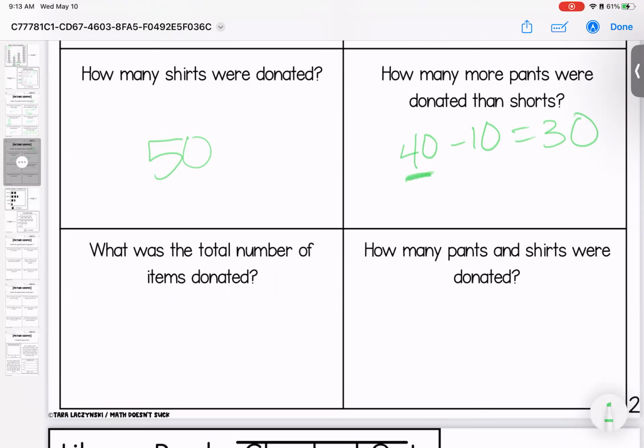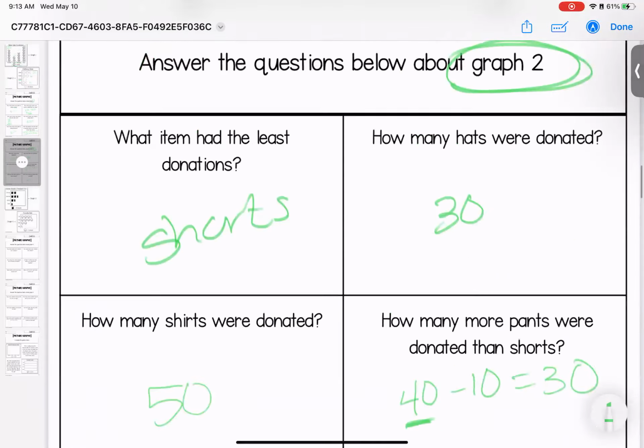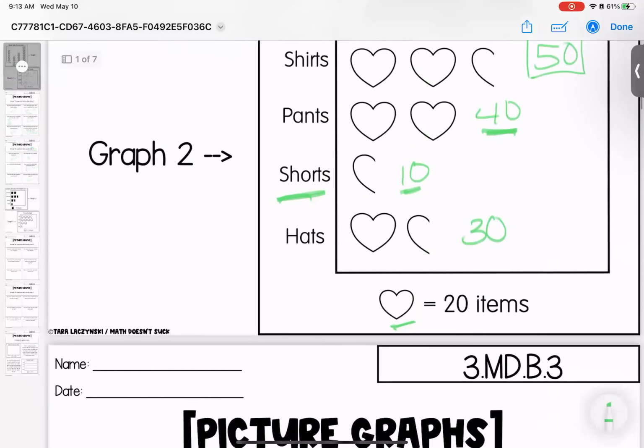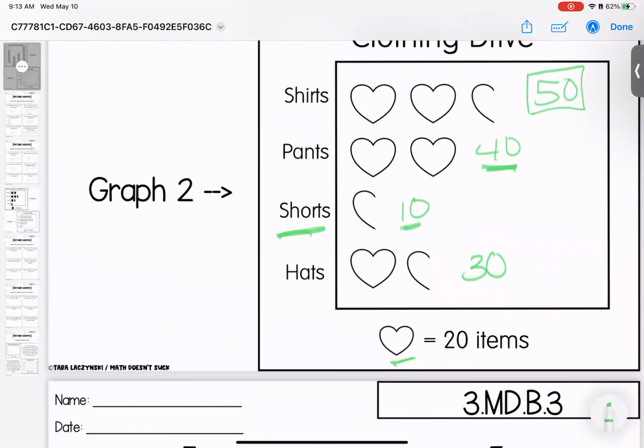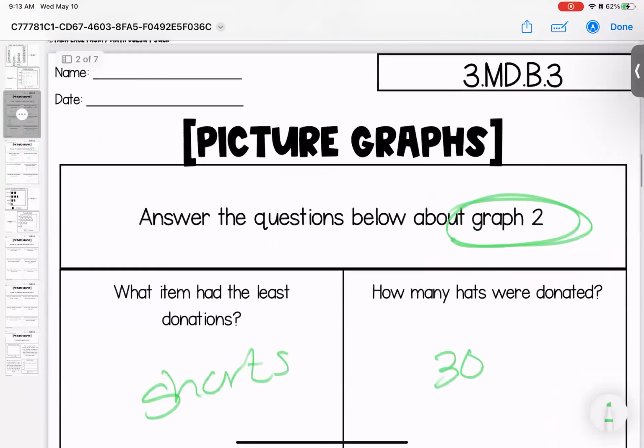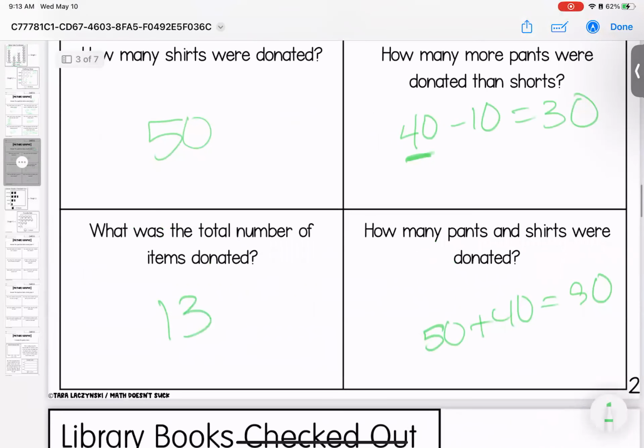Last two questions. What was the total number of items donated and how many pants and shirts were donated? Well, pants and shirts, we can come right up here and do 50 plus 40 equals 90. Coming over for total items donated, we're going to have to look at the sum of all of them. So 50 plus 40 is 90. 90 plus 10 is 100. 100 plus 30 is 130 items. That is the end of page number 2. Any questions? Bring them with you to class.